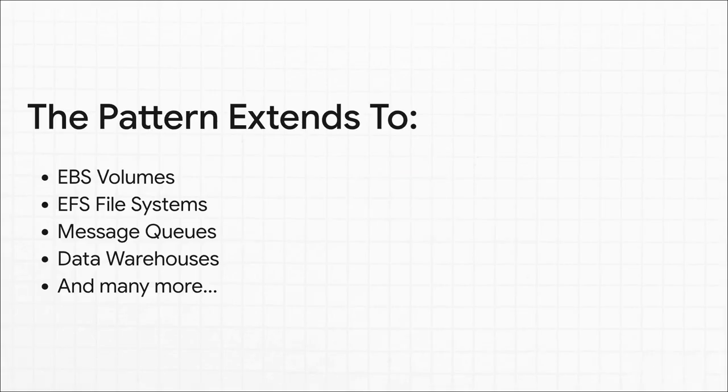And this right here is where it gets really, really powerful. This isn't just for S3, RDS, and CloudWatch. The same pattern works for your virtual machine disks with EBS, your network file systems with EFS, your message queues, your data warehouses. I mean, dozens and dozens of AWS services integrate with KMS in this exact same way. Once you understand this one pattern, you basically know how to secure almost anything in AWS.